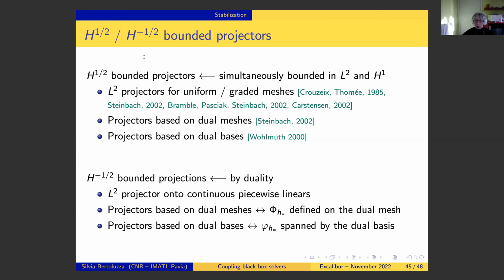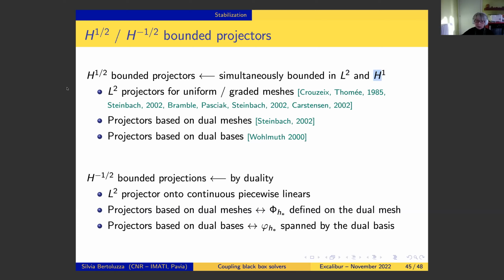Okay, I finish by commenting a little bit on how I can build the ingredients to construct the stabilization in the domain decomposition framework. So here the spaces are either H^1/2 or H^-1/2, depending on whether my multiplier is the trace of the function or the outer normal derivative. So I need to build an H^1/2 or H^-1/2 bounded projector. The H^1/2 bounded projector can be built by building projectors that are simultaneously bounded in L2 and H1.